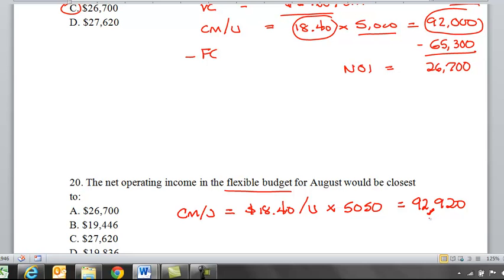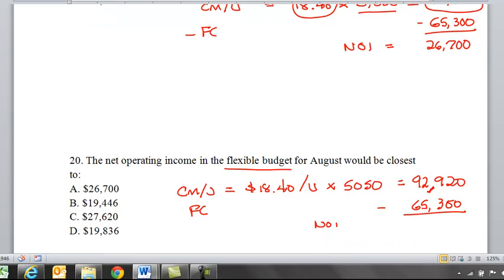Then we want to subtract our fixed cost. And that's still going to be the same as it was up here, because remember, it doesn't change with the level of activity. And therefore, our net operating income is now going to be equal to $27,620. And again, realize what we did here.